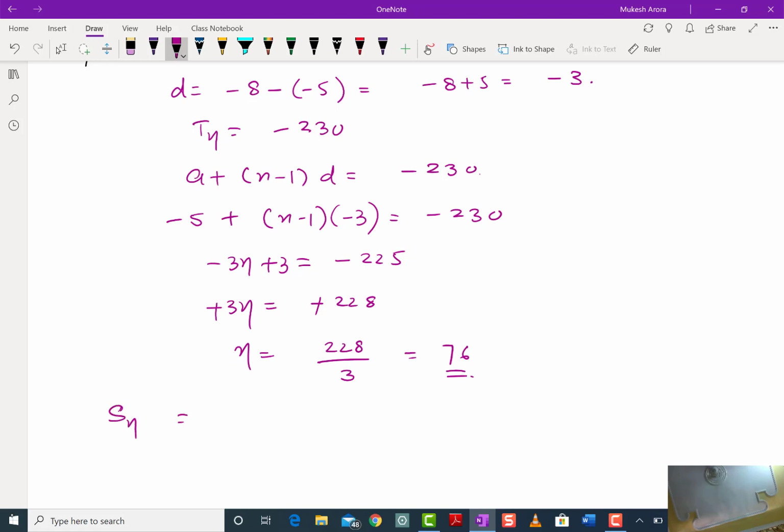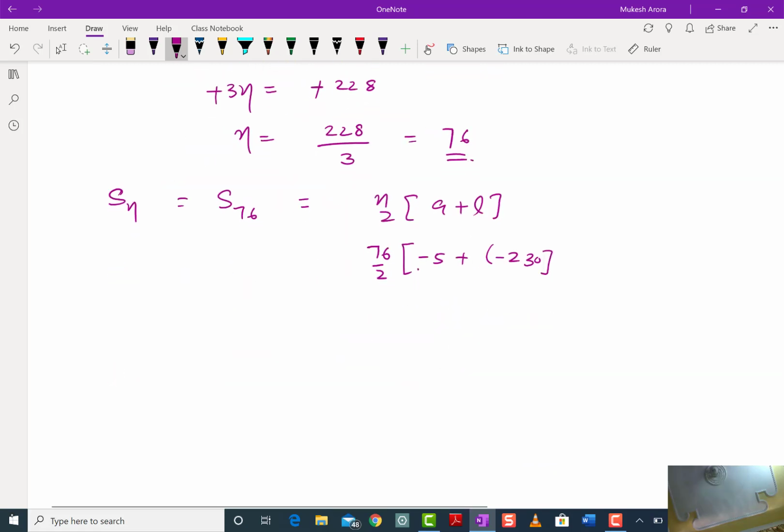We have to find Sn, meaning S76. That will be n by 2 (a plus l). 76 by 2, a is minus 5 plus minus 230. Right? It will be 76 by 2 into minus 235. So it will be minus 893.